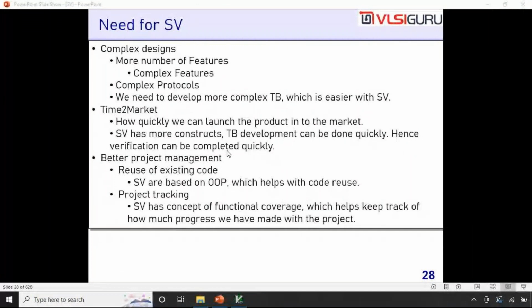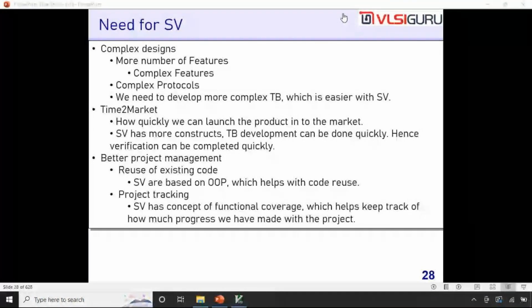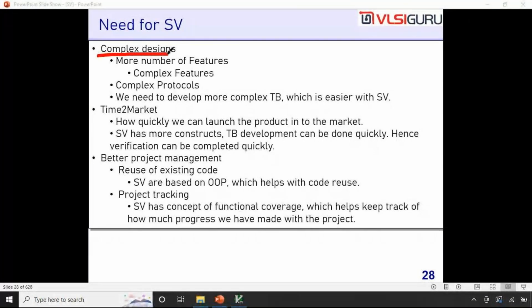First, let's understand why we need to learn SystemVerilog. First thing is Verilog is not good for test bench development. From a design perspective, with every year, design complexity is increasing. You know this, I don't need to tell you. Ten years back, how the mobile phones used to be, and now what they are. Ten years back, how the laptops used to be, and how they are now. With every year, there is an improvement.